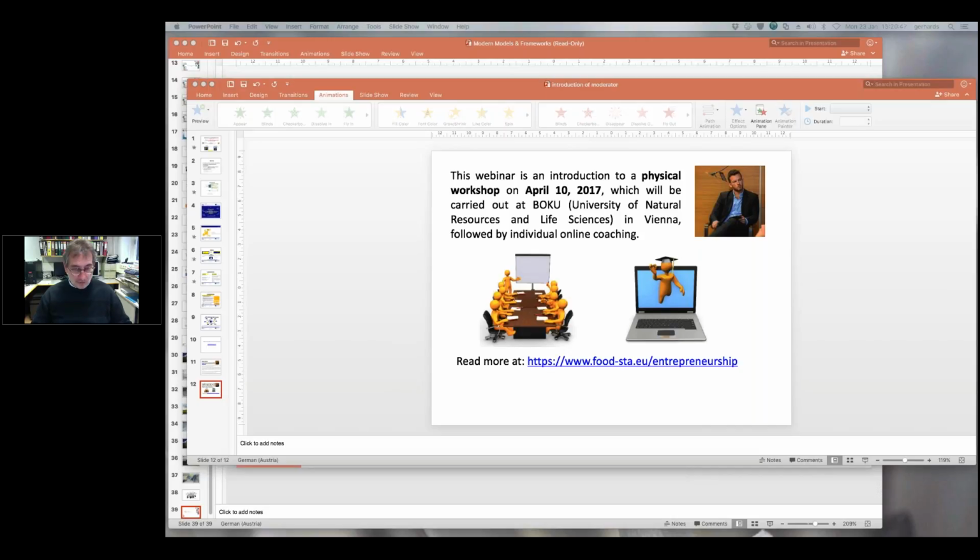Yeah, we're also looking forward to this workshop, and for sure people from our project, from the FooD-STA project, and also from another project, a capacity building project in Thailand on beverages, some people will participate, and anyway, it's open for everybody who participated.